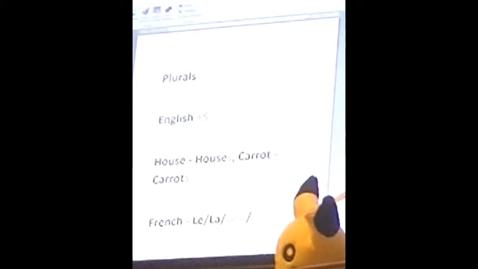is. Well, the English plural is actually one of the easiest ones out there because in almost all of the cases you just put an S at the end of the word. For example, house becomes houses, carrot becomes carrots, pen becomes pens, paper becomes papers, and so forth.